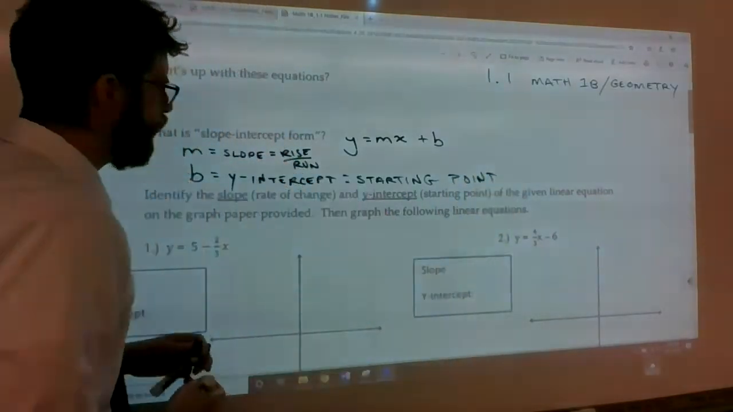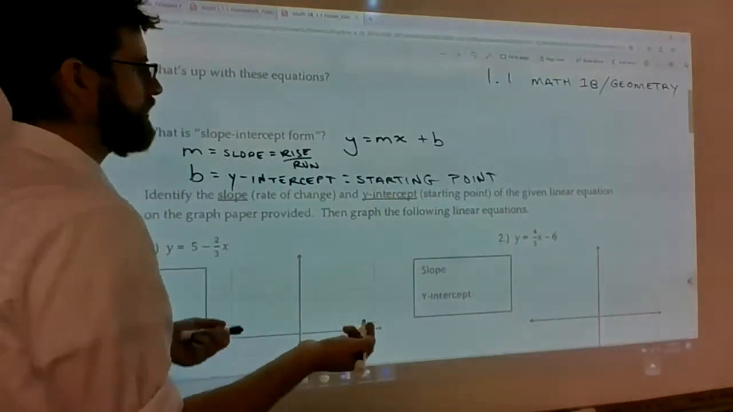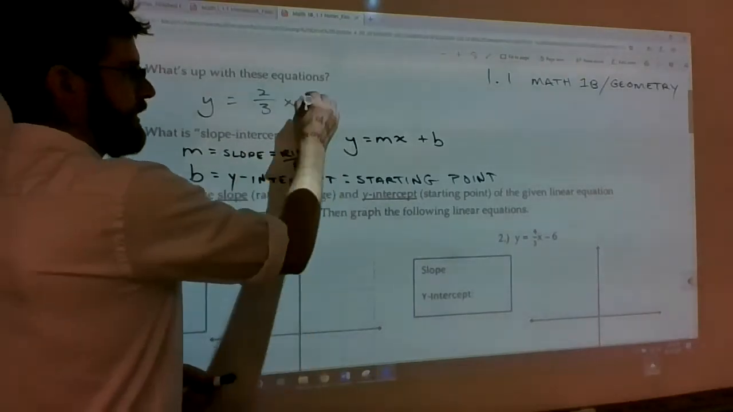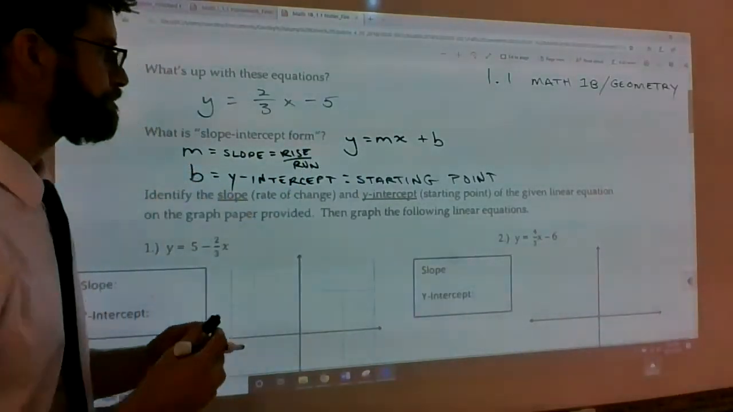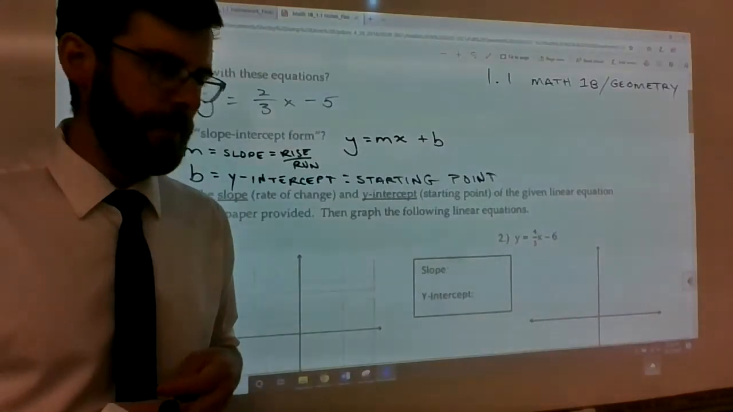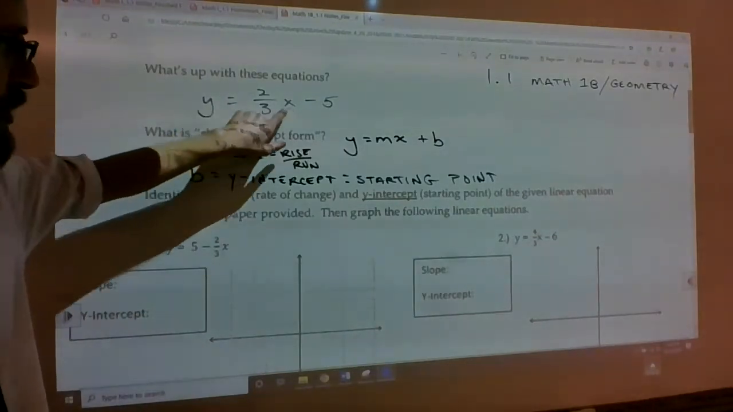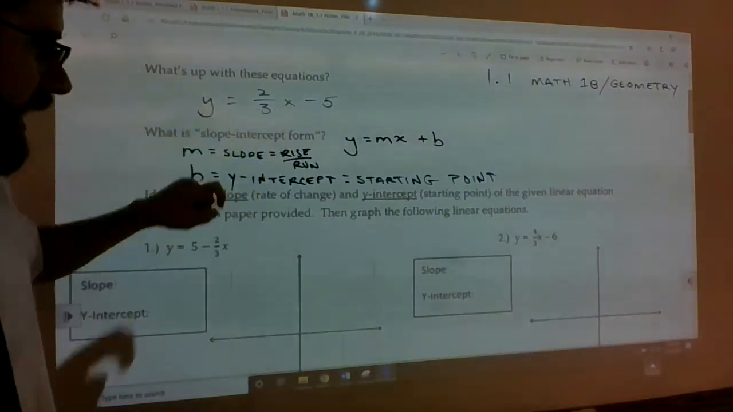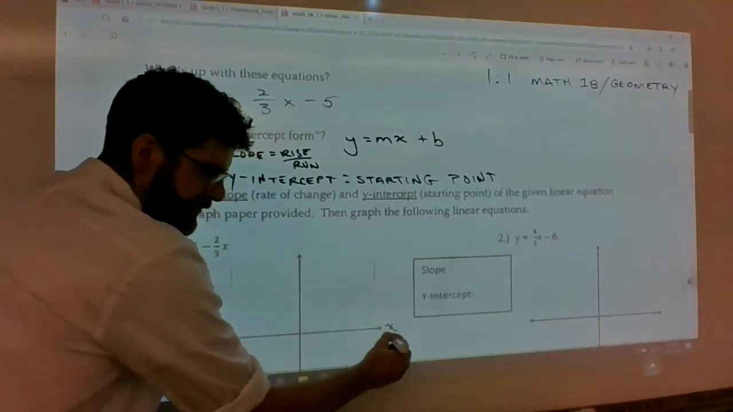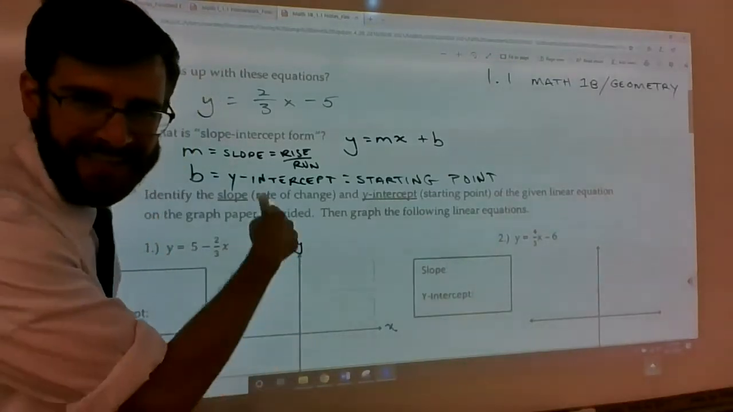And the bottom line is, what's the deal with an equation that's put in that format? So let's just take one like y equals 2/3 x, say minus 5. Basically what you've got here is a relationship between x and y. And when you talk about a grid like this, the x is always mapping left to right. The y is always mapping up and down.